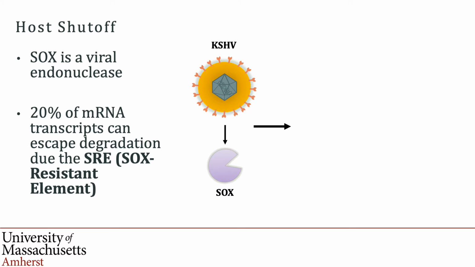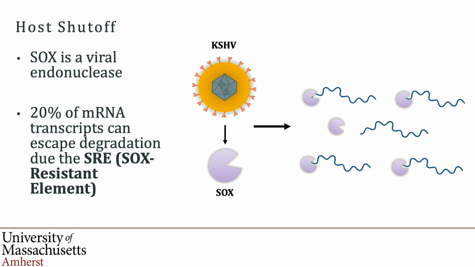Host shutoff involves the widespread degradation of host RNA with the purpose of freeing up host cell machinery for viral usage. KSHV drives host shutoff through the expression of the endonuclease SOX. Endonucleases are proteins that can cleave nucleotides. SOX can degrade about 80% of host RNA transcripts, but this leaves about 20% of transcripts that can escape SOX.